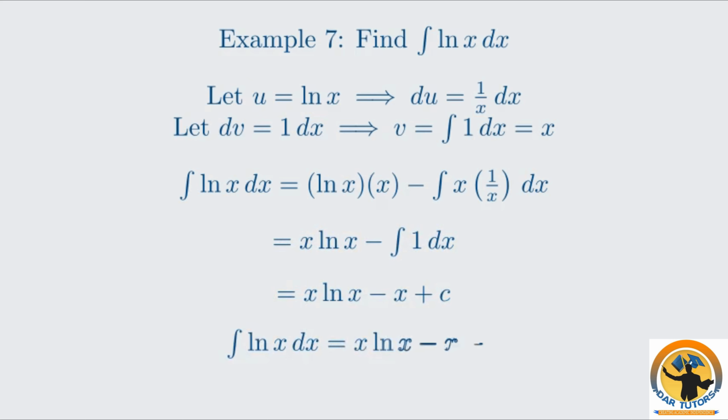This is a very important result to remember. The integral of ln x is x ln x minus x plus c. This example shows how integration by parts can be used even when the integrand doesn't initially appear to be a product. Finally, let's look at a special case of integration by parts that leads to a cyclic integral.